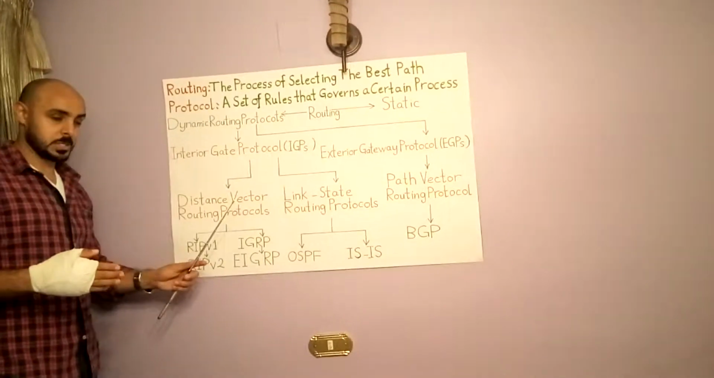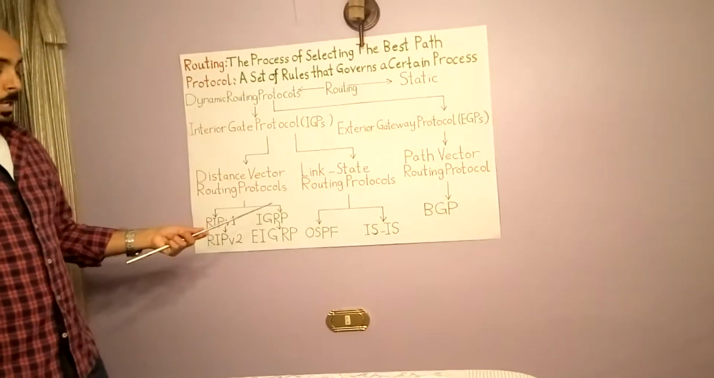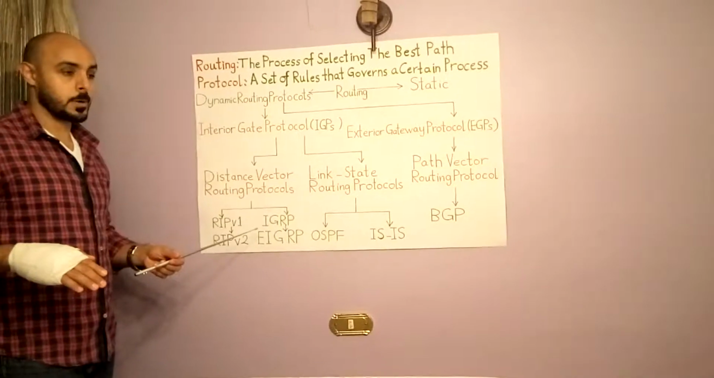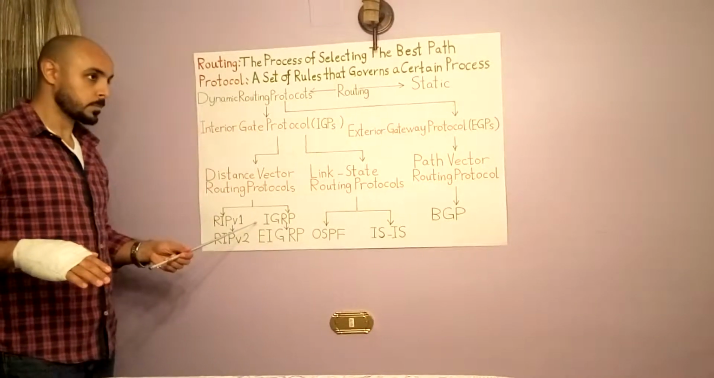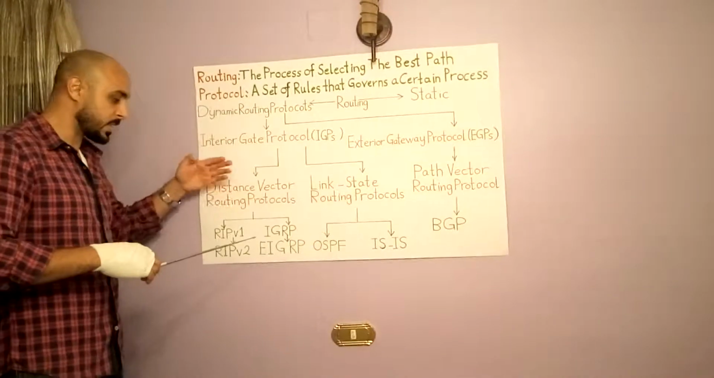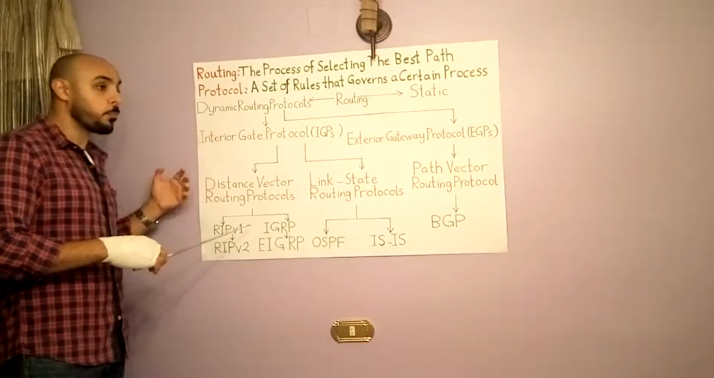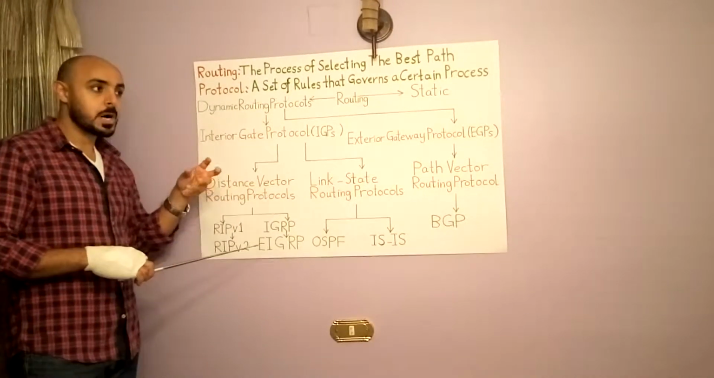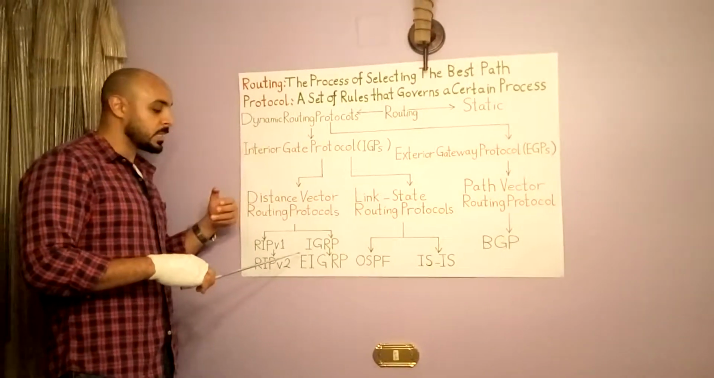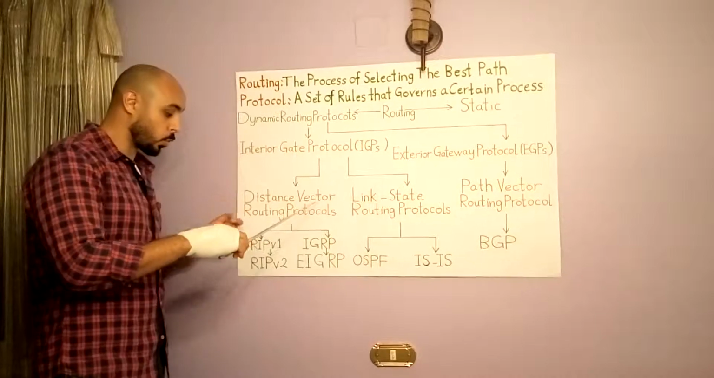The IGRP is considered purely a distance vector routing protocol because it uses the same attributes or the same features as the RIP, while the EIGRP is somehow like a hybrid one. It does not actually do everything as a distance vector routing protocol.